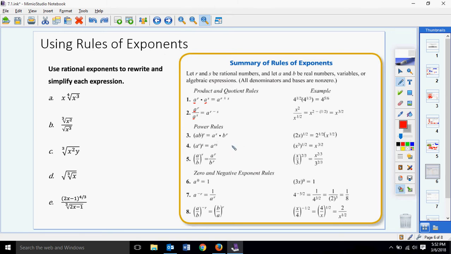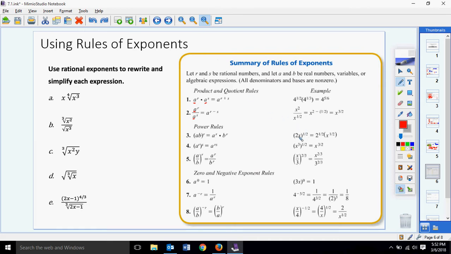Well, now we're back to up here. Except, why can we not add these r's? Because we don't have the same bases. We have an a and a b. That's as simplified as we can get.